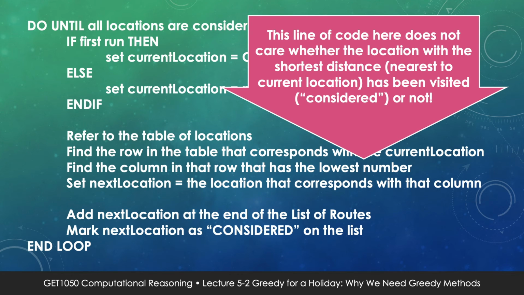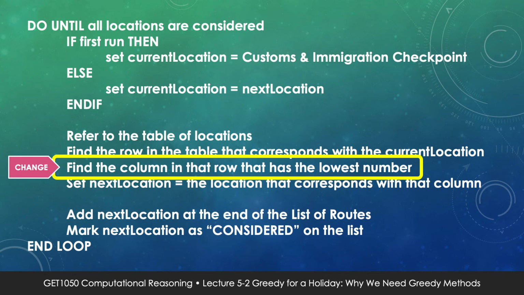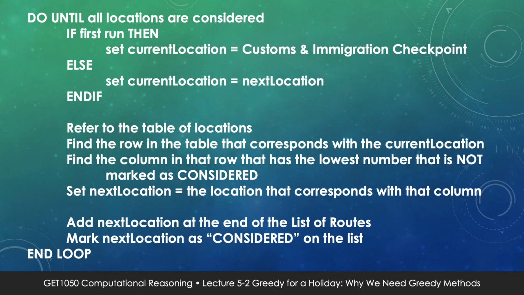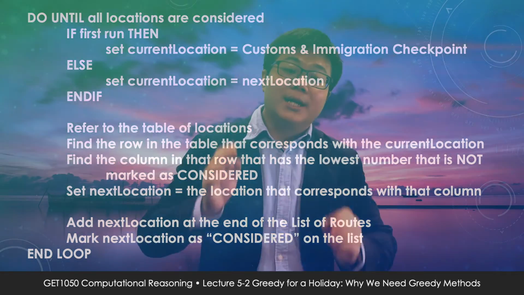Well, we can fix this by modifying this particular line of code from find the column in the row that has the lowest number to this. Find the column in that row that has the lowest number that is not marked as considered. Now, here's our code in its entirety. Wow, look at that. As you can see, a slight modification in our pseudocode will now instruct us to ignore the ones marked considered, the ones that we have already visited. Yeah, and our algorithm for planning our holiday is done. We've got a short route.